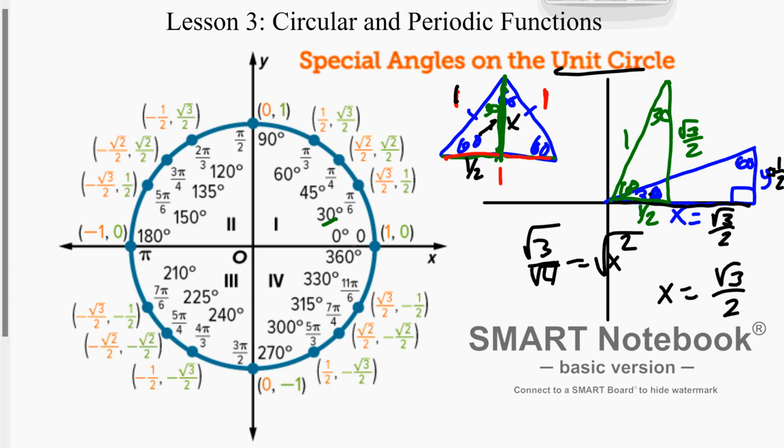Anytime I have a 30-degree angle, or pi/6 in radians, my x is root 3 over 2, as we see, and our y value is 1/2, right? And then at 45, they're both root 2 over 2. And then at 60, we can see our x is 1/2 and our y is root 3 over 2, just like here, right?